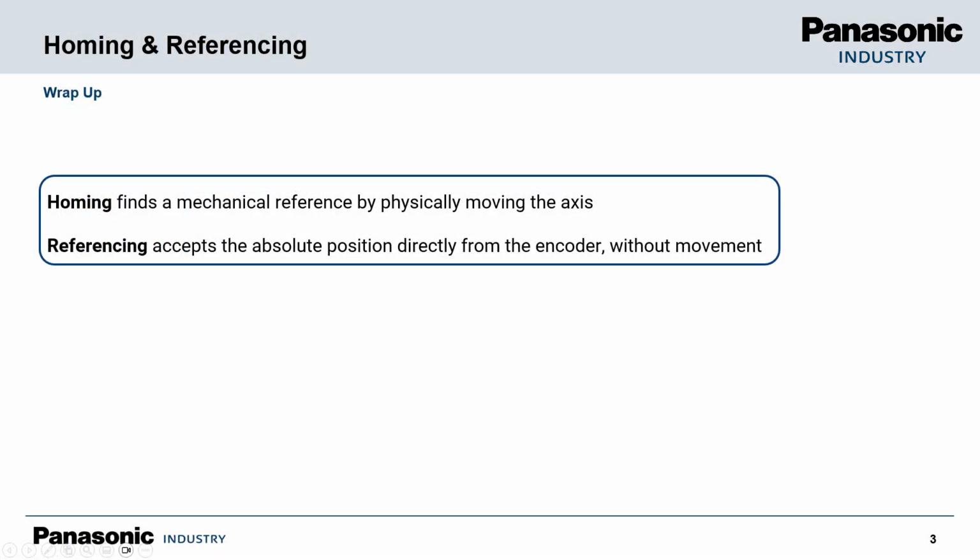So, to summarize, homing finds a mechanical reference by physically moving the axis. Referencing accepts the absolute position directly from the encoder without movement. Both methods serve the same purpose, but the right choice depends on the type of encoder you're using.